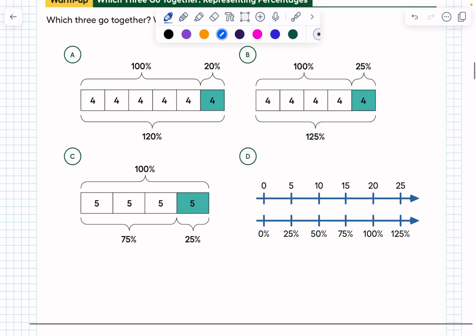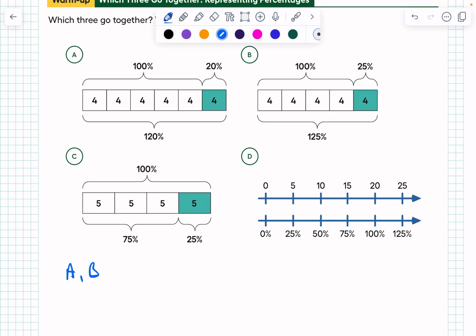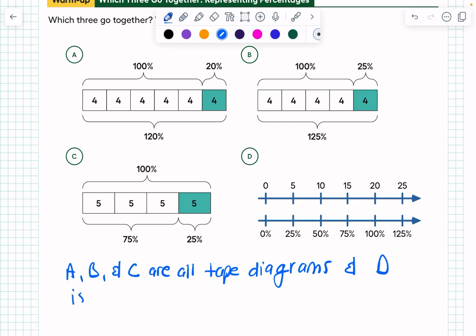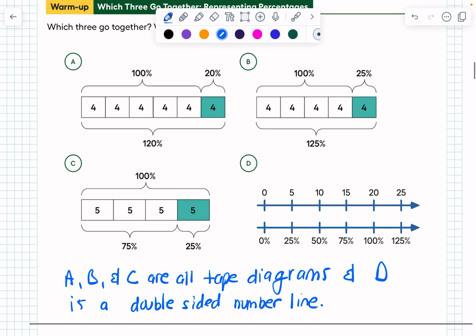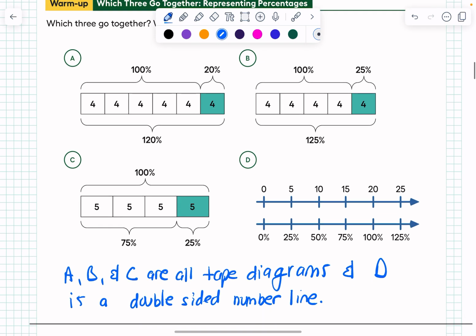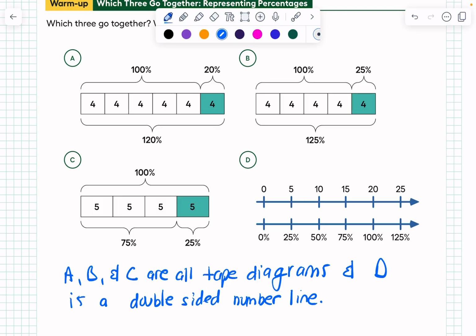So we can say something like, A, B, and C are all tape diagrams, and D is a double-sided number line. I'm sure there are other things that we could have noticed and mentioned. So again, it's not always whatever I said. There could be other things that you see as well, but we're going to move on.